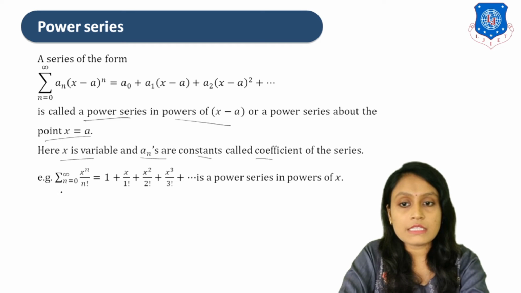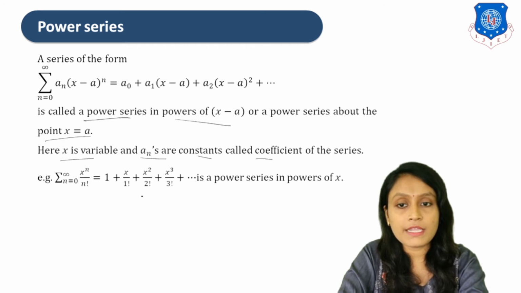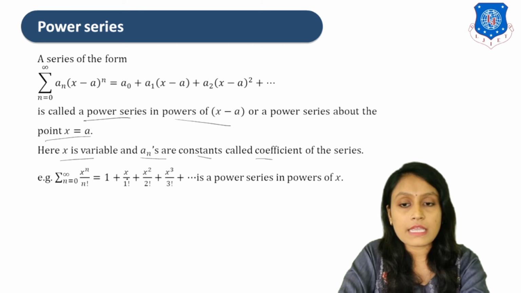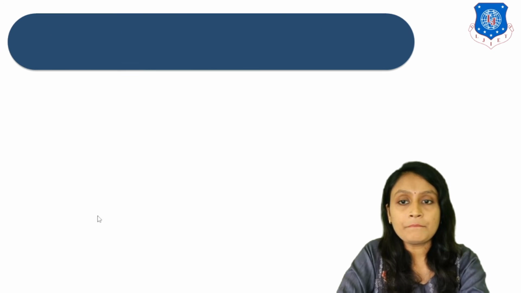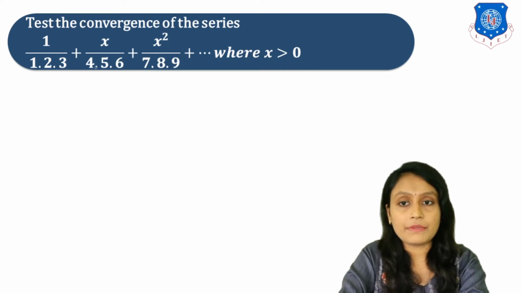Okay, let's see one example. Suppose we have the series n from 0 to infinity x raised to n upon n factorial, which we can write as 1 plus x upon 1 factorial plus x square upon 2 factorial plus x cube upon 3 factorial and so on. So this is a power series in powers of x. Okay, now let's begin with the example.